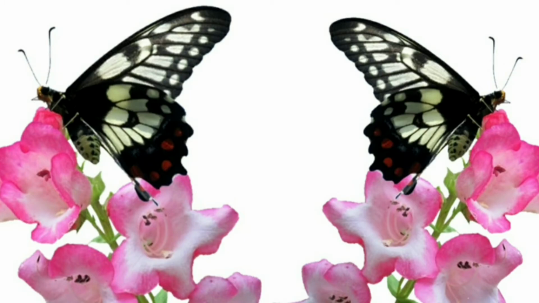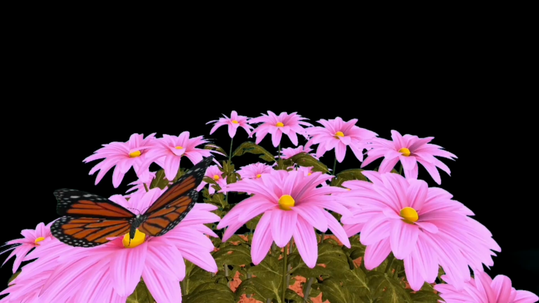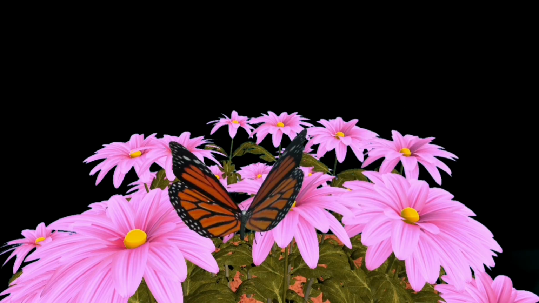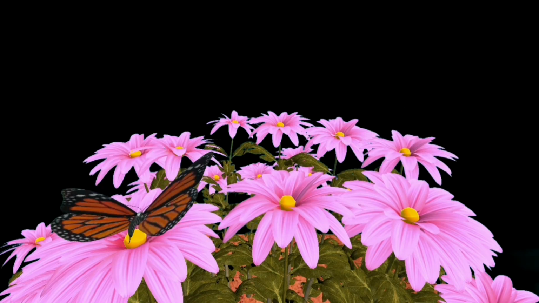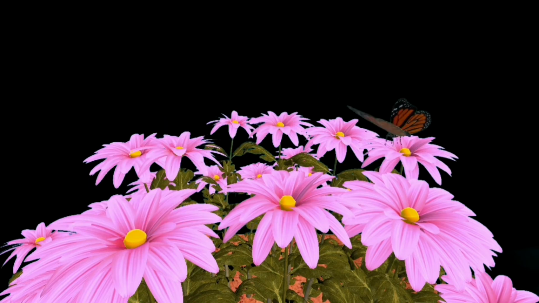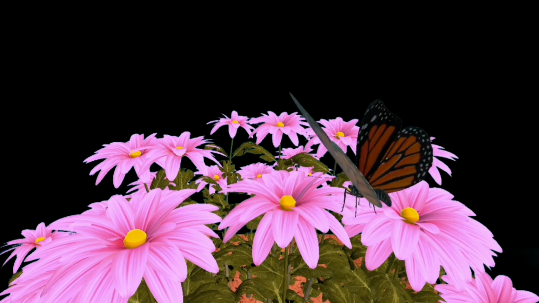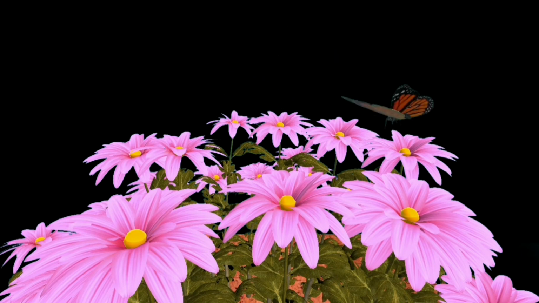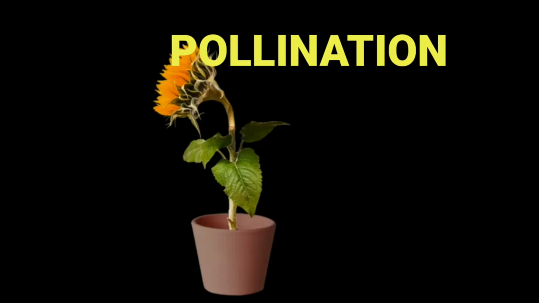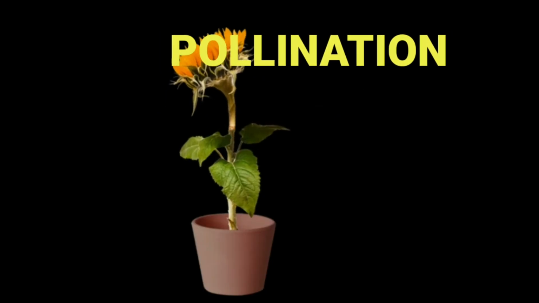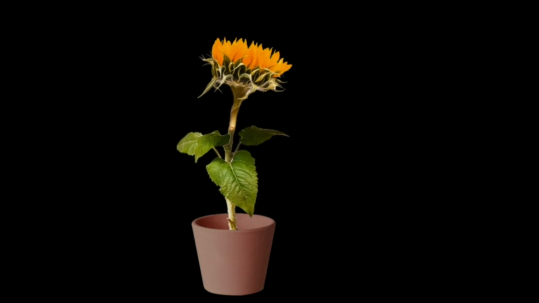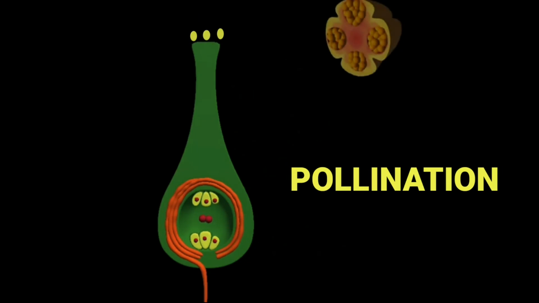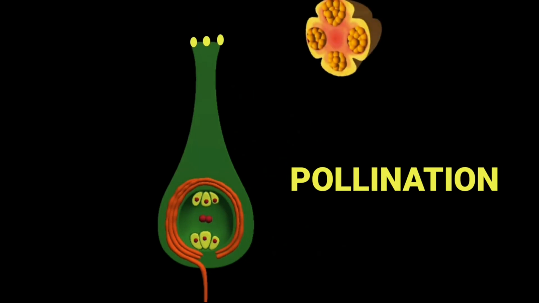When you visit a garden during flowering season, you observe many butterflies, bees, and moths. What are the insects doing? Though these insects visit the flowers for nectar or honey, at the same time, they help in pollination. Pollination is essential for reproduction. Pollination is the transfer of pollen grains from the ripe anther to the stigma.